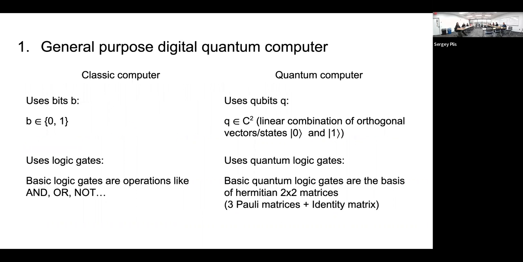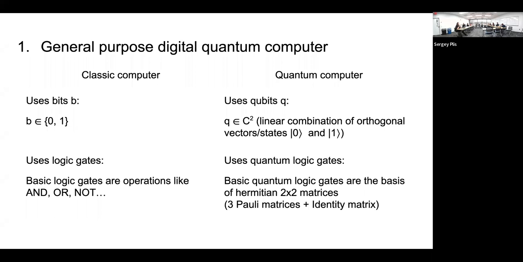So before we start talking about quantum machine learning, I think it's good to say a few words about what quantum computing is. Quantum computers can be separated into two types. The first type is general purpose quantum computers, the counterpart of classic computers like most of us have here. Another type is analog quantum computers, or specialized purpose processors aimed at solving special problems. We'll talk about the second later. Let's start with general purpose quantum computers.